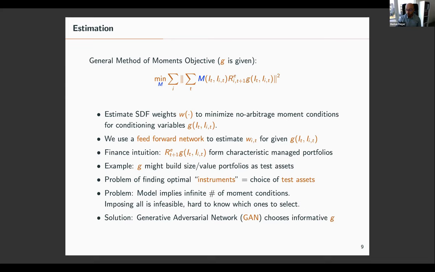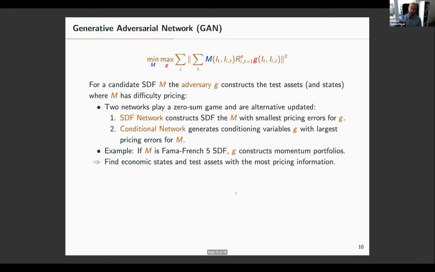Now, the issue here is that I have an infinite number of candidate choices for my instruments or test assets, and I need to find a criterion to select those. We are going to do this with a generative adversarial network approach. So let's say I've chosen my test assets G, then I will try to find an SDF that minimizes the pricing errors for these test assets.